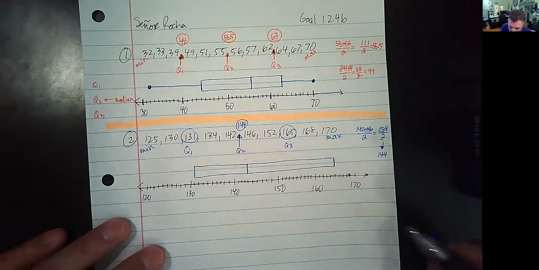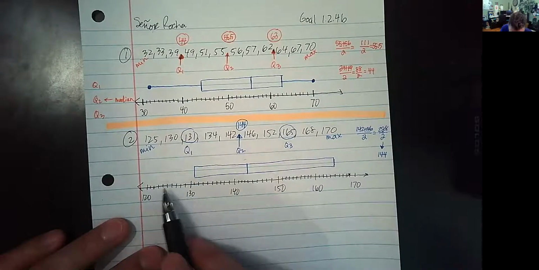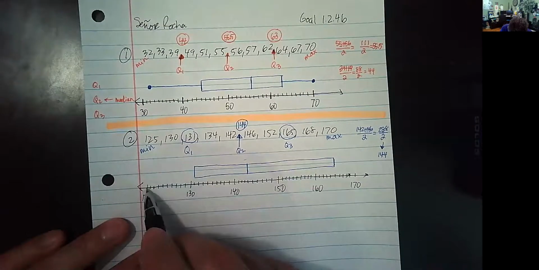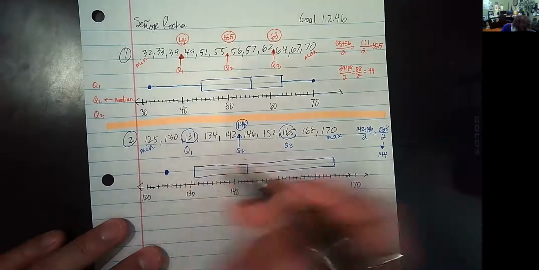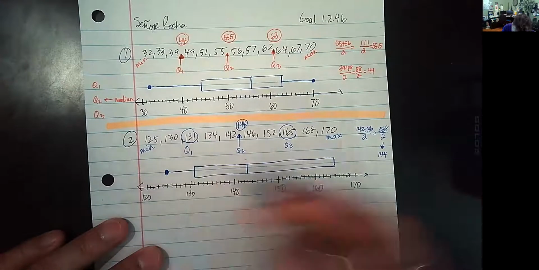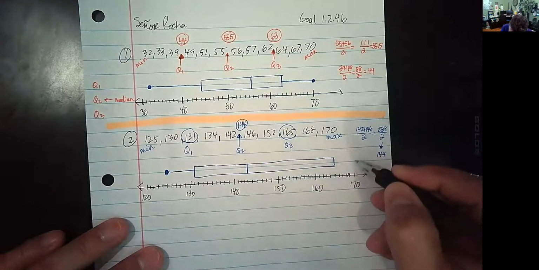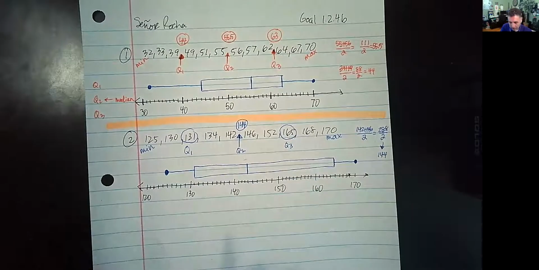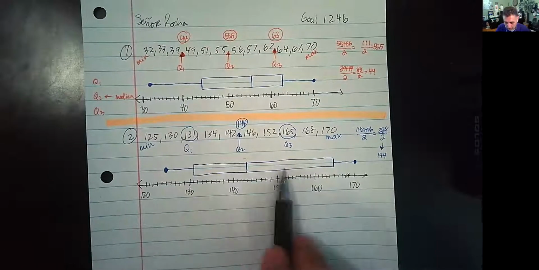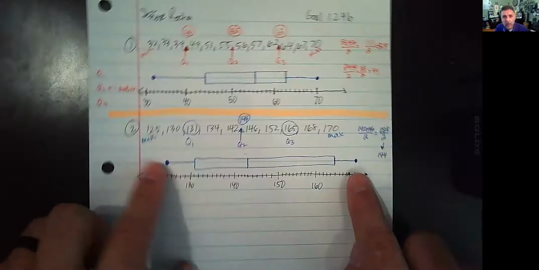And then the minimum and the maximum are just points. So put 125, 120, 1, 2, 3, 4, 5. Here's 125. Here's the whisker part. And then the max is 170. There you go. So there's the box and whiskers. Okay.